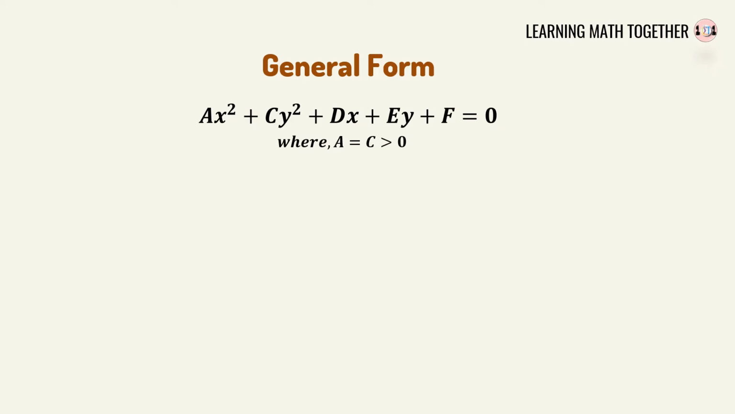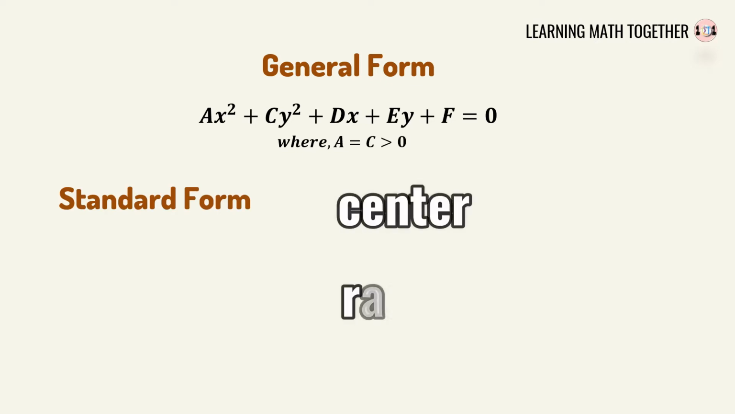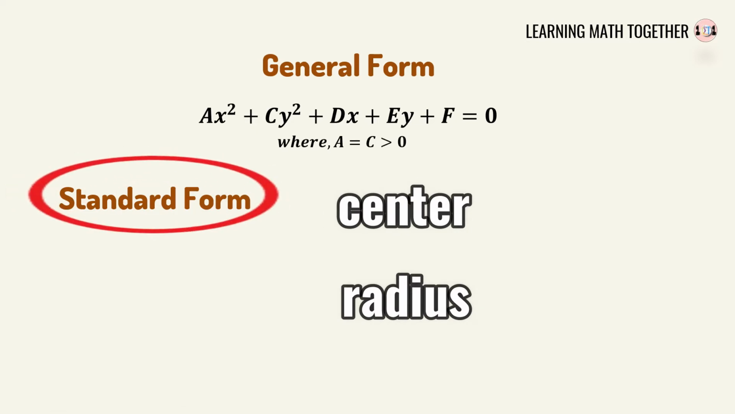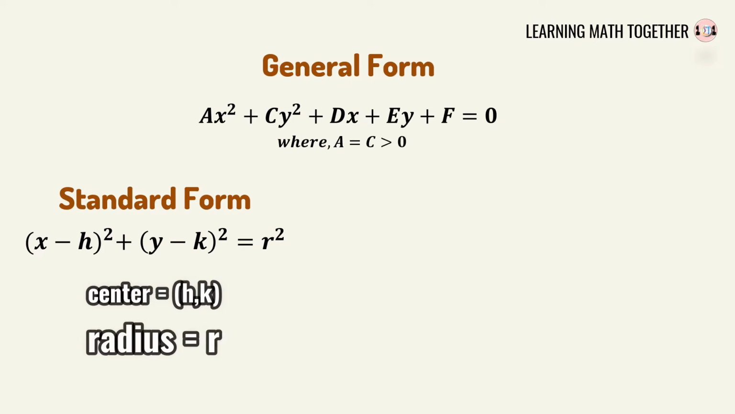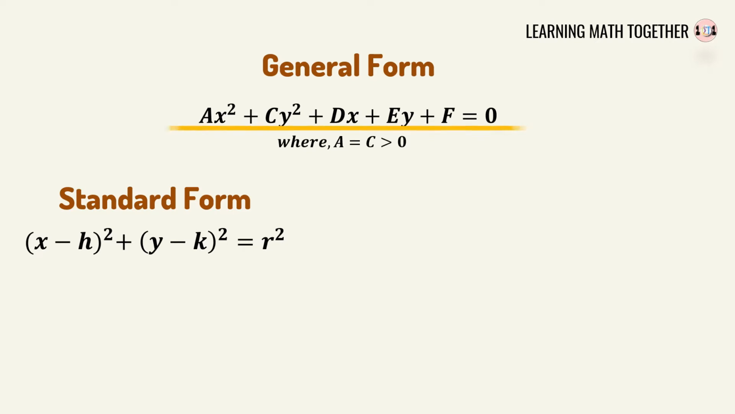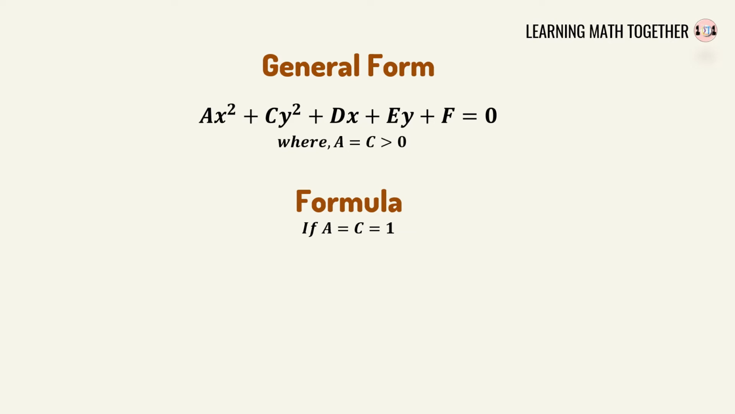In the previous discussion, I taught you that we can easily identify the center and radius of a circle given the standard form equation of a circle, because in this form, it's easy to identify the values of the center, which is h and k, and the radius. But for now, given the general equation of a circle, we will be using this formula. There is a condition that this formula is only applicable to the general form wherein A and C must be equal to 1.